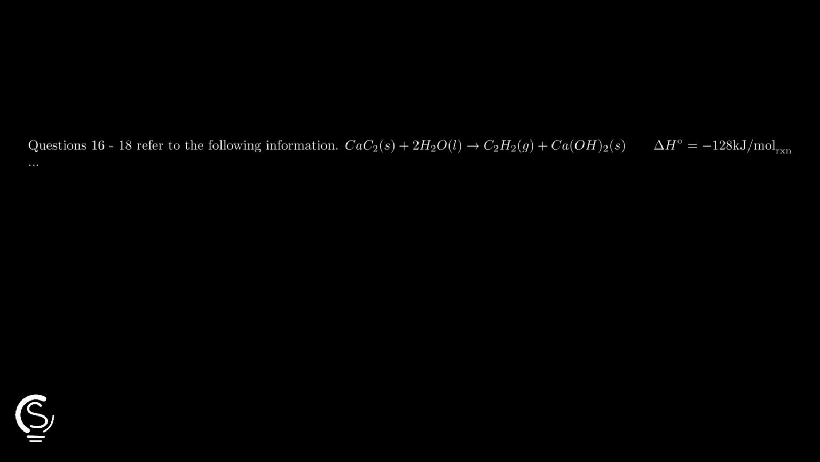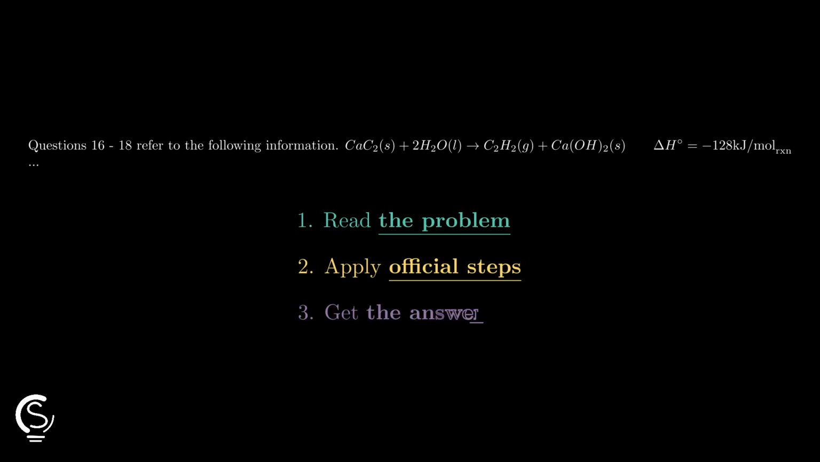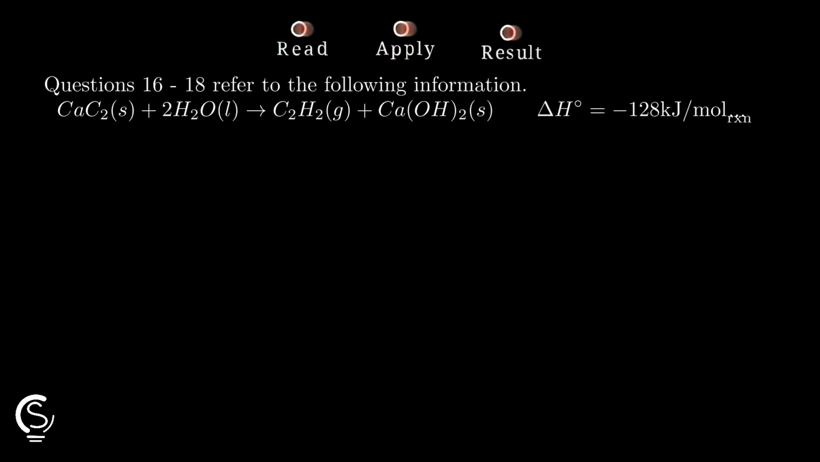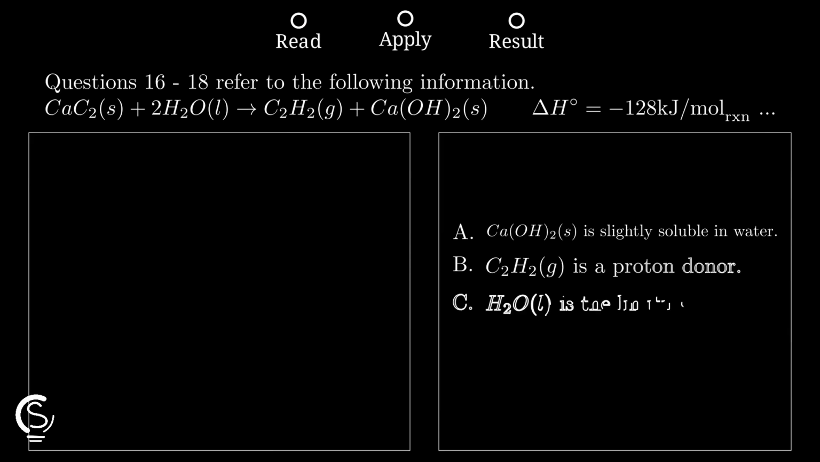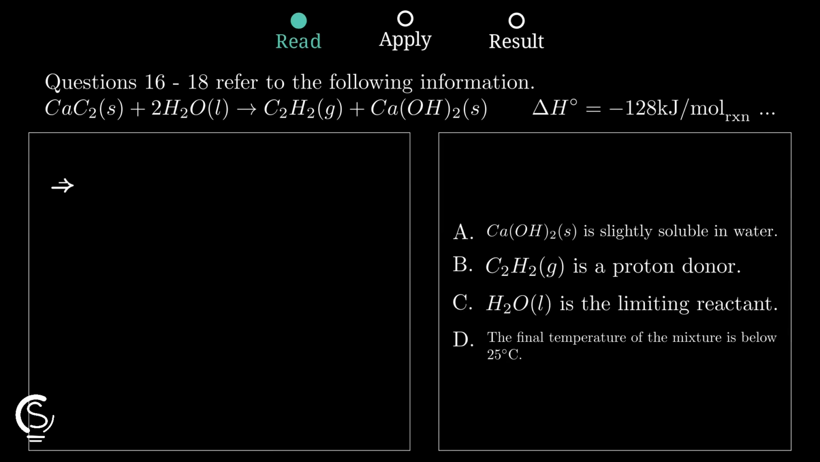Let's level up. Calcium carbide reacts with water to produce calcium hydroxide and acetylene gas. We need to explain why the final pH is basic. First, look at the products in the balanced equation. Calcium hydroxide is a strong base. If it dissolves in water, it will release hydroxide ions and increase the solution pH.